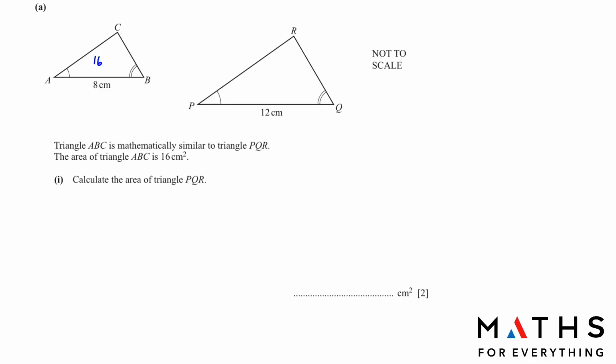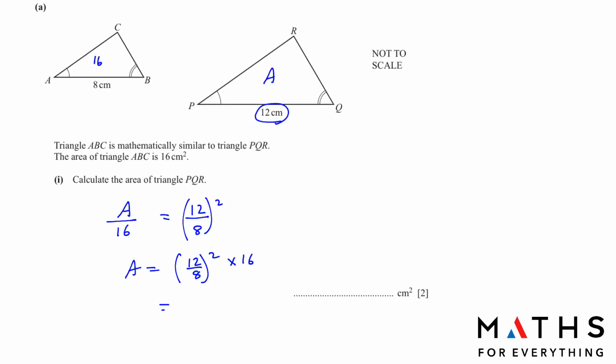You have been asked to find this area. Write it as A, and the corresponding area is 16, right? This is the area. Now the side for PQR is 12 and the side for ABC is 8. Because it is a side and we want to find the area, we are going to square it. Area is equal to 12 over 8 squared, and the 16, which is a divide, when I shift to the other side, it will be a multiply. This will give you 36 square centimeters.